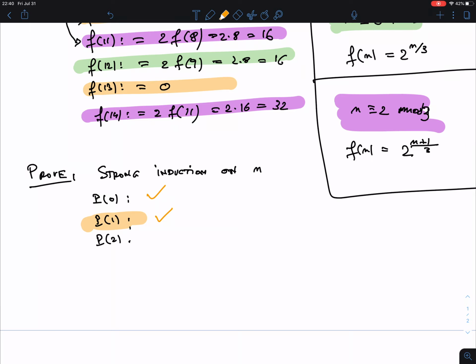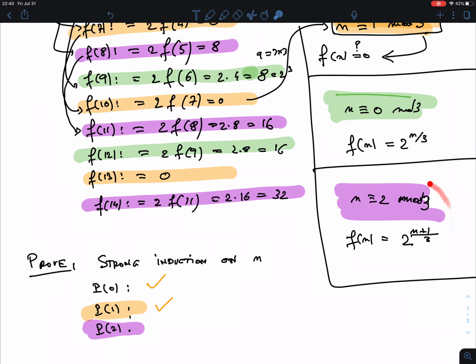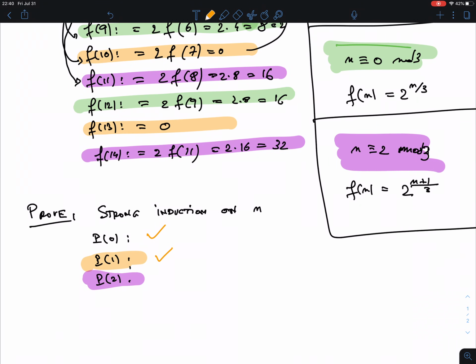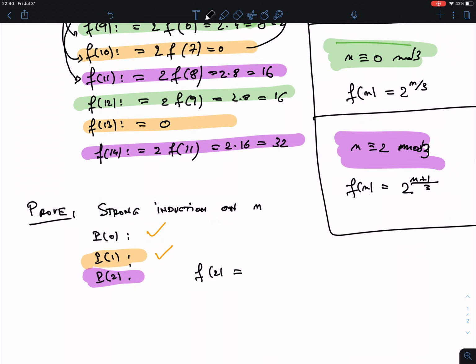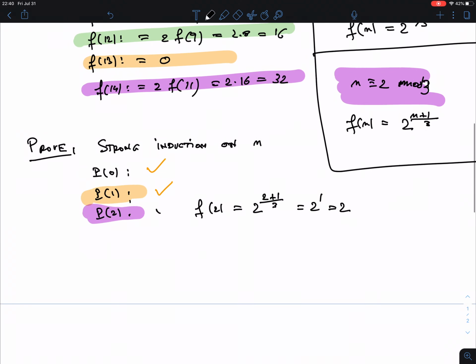Now, last one. What about P2? Is P2 3? Well, which of the cases are we? We're clearly in this case, right? And then the formula says, so now P2, let's write down what P2 should be saying. P2 says that f of 2 should be equal to 2 to the 2 plus 1 divided by 3. Right? This is what this formula says. Which is 2 to the power 3 divided by 3, that's 2 to the power 1, that is 2. Is this the case? Yep, that is the case. Okay, so the 3 base cases are done.